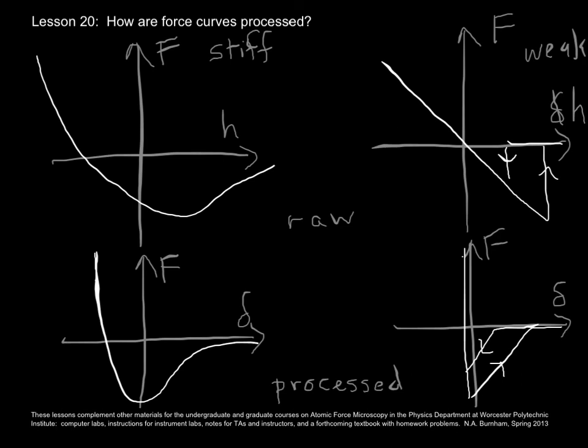Here's my summary slide showing raw and processed force curve data for stiff and weak cantilevers. The important thing to remember from this lesson is that the separation of the tip and the sample, or the penetration of the tip into the sample, is equal to the scanner height, or alternatively the position of the cantilever holder, minus the deflection of the cantilever, minus the sample surface height that we use as an offset in order to give the delta equals 0 position, meaning contact.